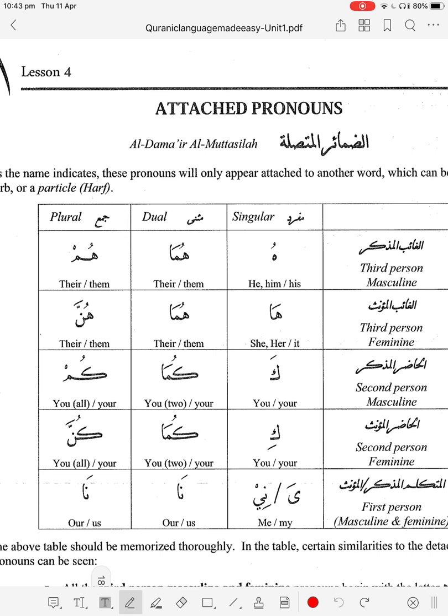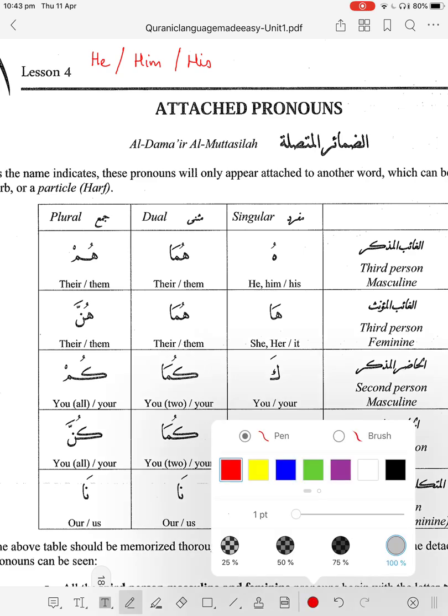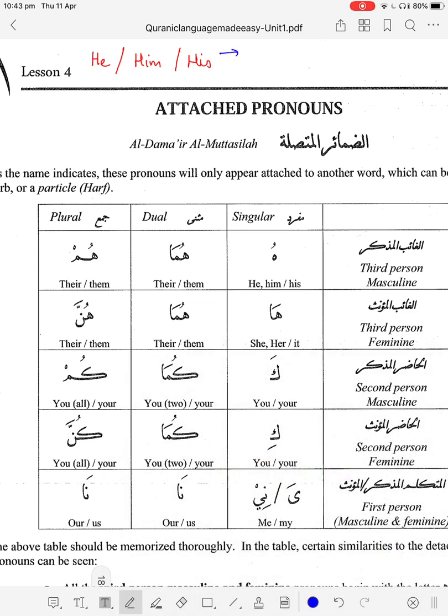So in English, you can have different pronouns for the same thing. Let me explain. For example, you can have he, right? You can also have him, and you can also have his, right? So essentially, they're all talking about a singular masculine person, right? But if that's the case, then what is the difference between the two?